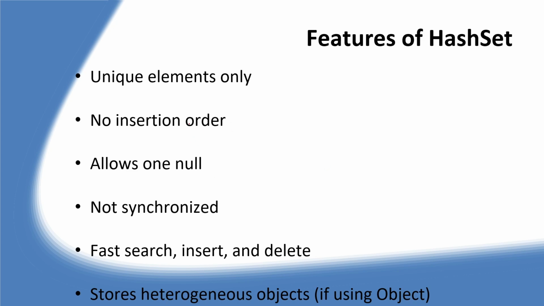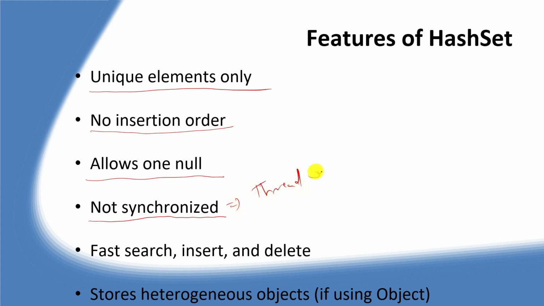HashSet allows unique elements only, and no insertion order. It allows only one null value, and it is not synchronized. Not synchronized means thread unsafe, and faster in performance. We will learn this in detail in the topic of multi-threading: what is synchronized, what is thread unsafe, and why it is faster in performance. But for now, I will give you just a brief.